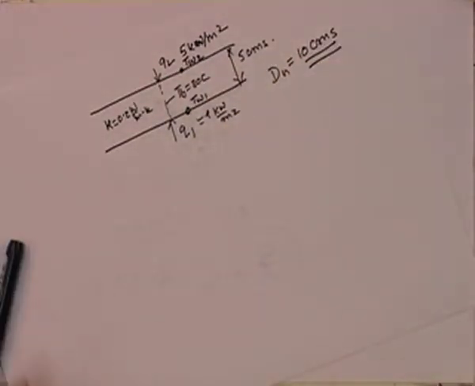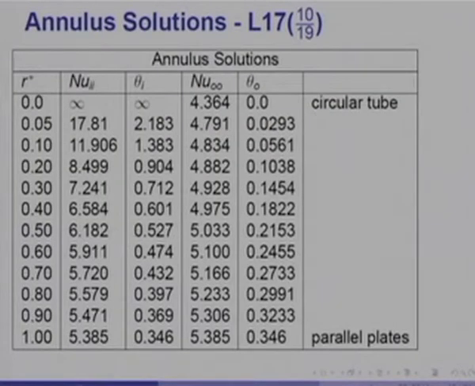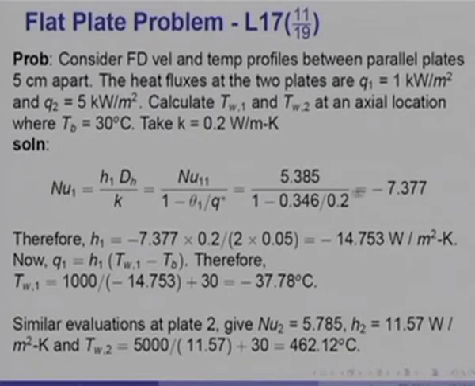So, for example, the solution would run something like this. Nu1 will be h1 dH by k equal to Nu_ii over 1 minus theta1 q star. And if you see, the influence coefficient for parallel plates is 0.346, Nu_ii is 5.385, and therefore, the Nu1 will become 5.385 over 1 minus 0.346 divided by q star, which is 0.2, and therefore, the Nusselt number turns out to be negative, minus 7.377. And therefore, the heat transfer coefficient will also turn out to be negative, minus 14.753.